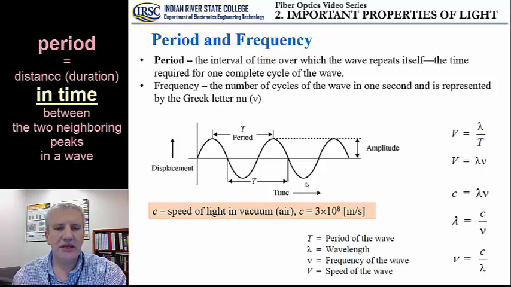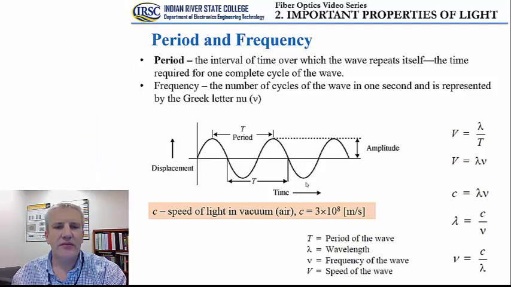So the period is basically the distance in time between the two peaks. In other words, if we are measuring how long it takes to go from one positive peak to the next positive peak, that duration is going to be defined as a period.